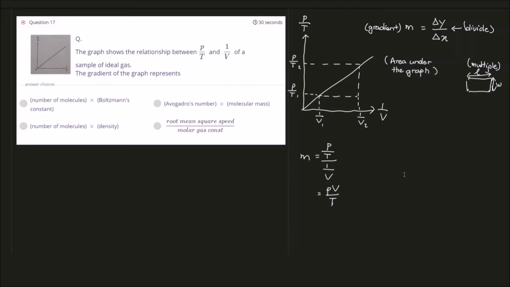So what you should do is try to express this in other things. Well, if you see PV over T, something should pop out in your head. PV should be equal to nRT. So PV over T should automatically be equal to nR. So the gradient is actually equal to nR as well. And nR is number of moles times gas constant. R is called gas constant.